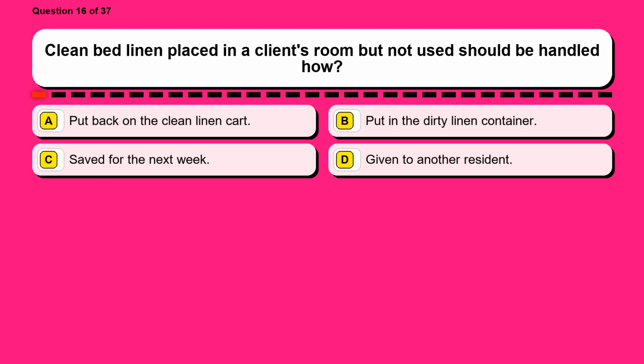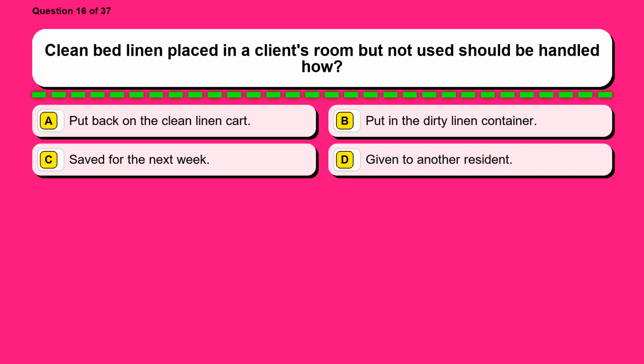Question 16. Clean bed linen placed in a client's room but not used should be handled how? Option A, put back on the clean linen cart. Option B, put in the dirty linen container. Option C, saved for the next week. Option D, given to another resident.